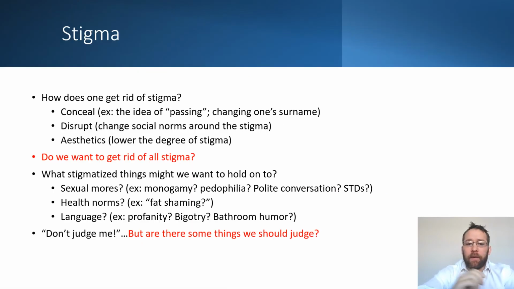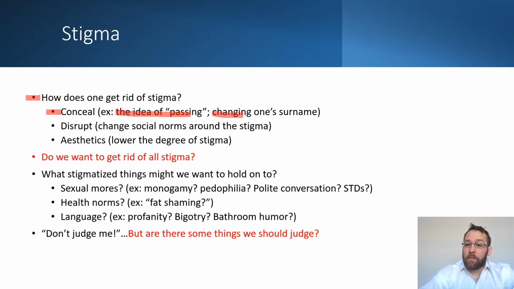All right, final slide here. How does one get rid of stigma? The first way in which people have tried to get rid of stigma is by concealing it. For instance, the idea of passing, which you might have heard of if you've taken some sort of civil rights class or early 20th century American history, of individuals who were black who could pass as white. There's a way in which they try to conceal their blackness in order to get along in a society that is racist and discriminatory.